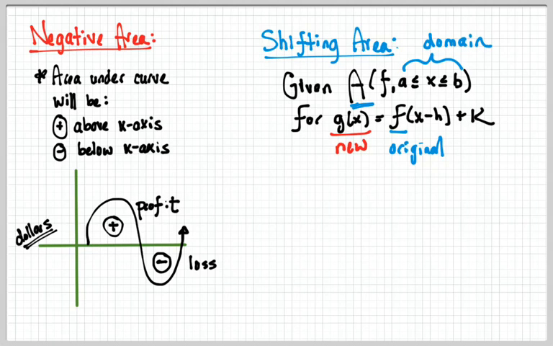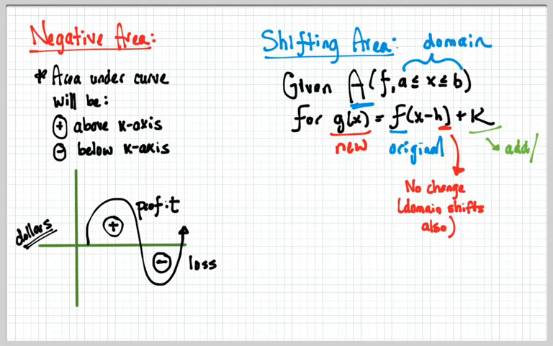So if we look at each part, the h value, there is no change as long as the domain shifts also. So we've got to move the interval with it. And then the k value, we will add or we will subtract a rectangle. And we'll explore that in an example. So h, there's no shift in area because we're not moving it up or down. But k, if we do move something up or down, we will get a change in area.